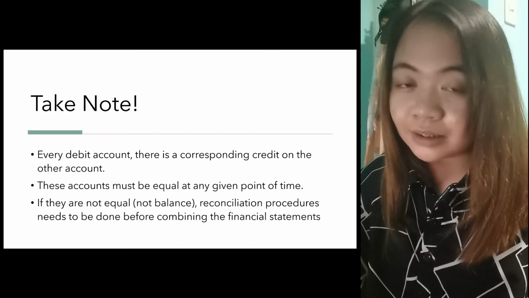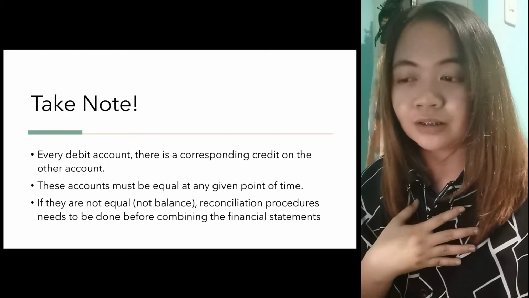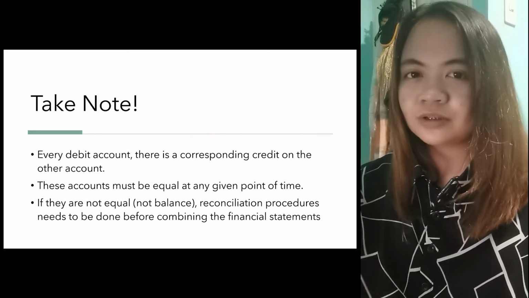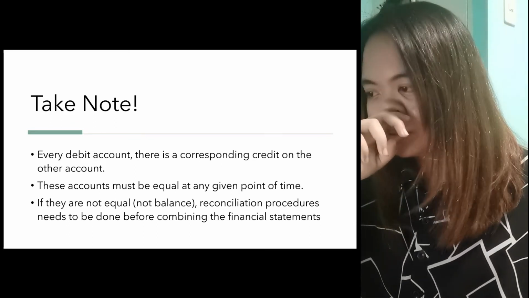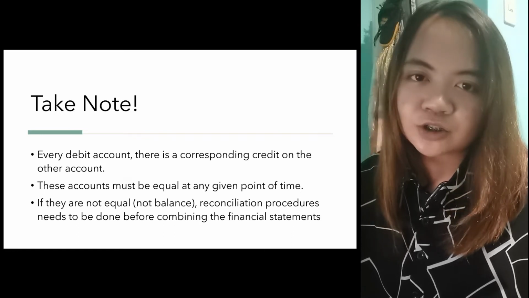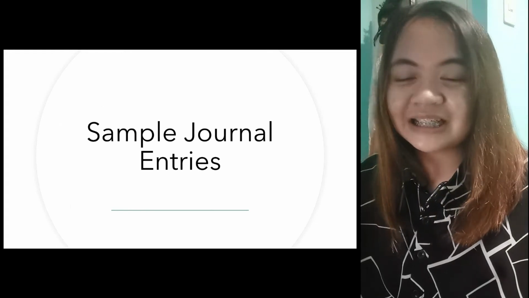O baka naman, mathematical error, mali yung compute ko, or mali yung compute ng accountant ng mga branches. Yung mga ganun. Yun yung mga considerations that you have to take sa reconciliation. Okay? So, don't worry, meron tayong guided exercises for reconciliation procedures. Okay? So, let's go to sample journal entries.